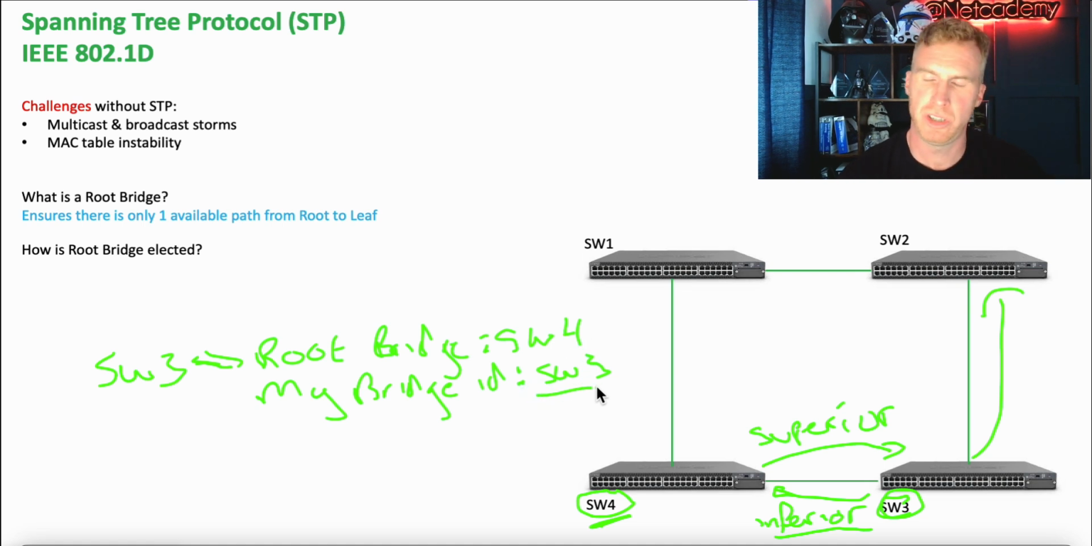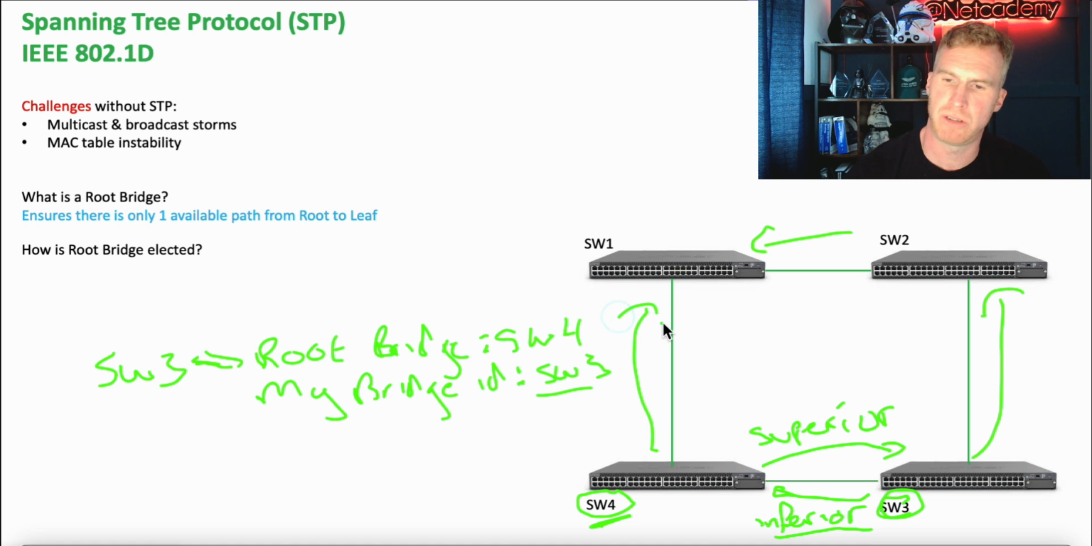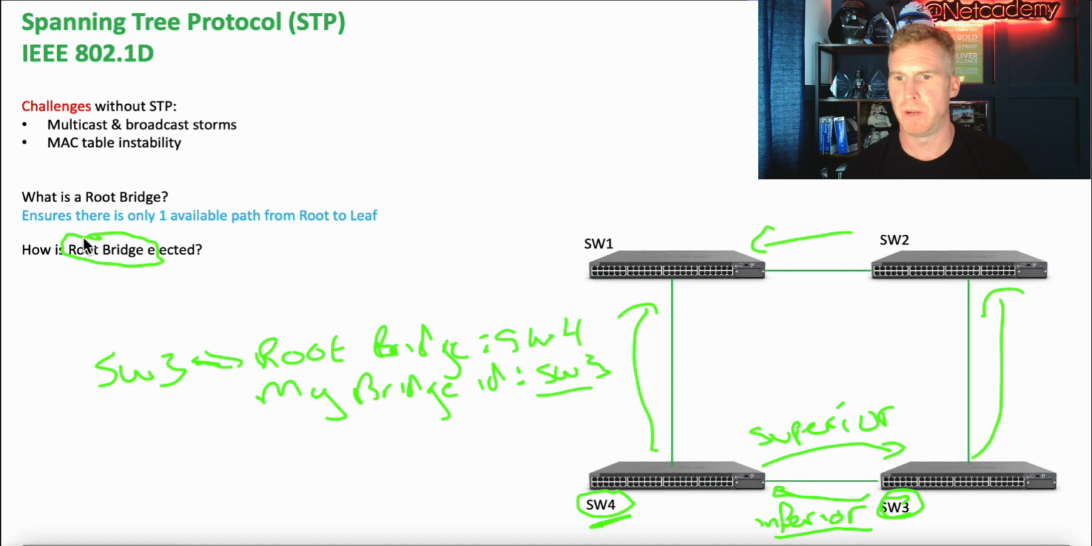And all the switches do this. They do this back and forth until they all agree on what that common root bridge is. At that point, I wouldn't say they're converged, but they're getting closer to converging. This is the first step in the spanning tree process: selecting that root bridge.